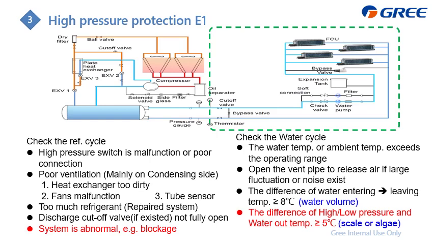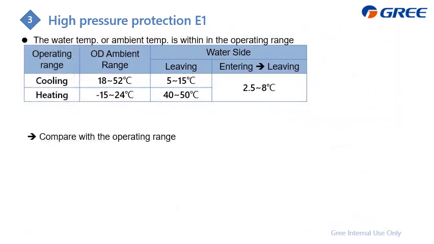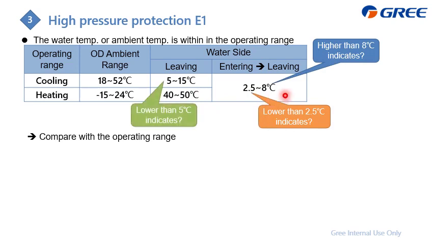And here is the detail. First is to compare the water temperature and the outdoor ambient temperature, whether it's within the range or not. And also this value has its meaning, especially for the water side. First, for this water in and out, it should be within this range. If it is higher than 8, what does it indicate? And what about lower than 2.5? What does it indicate?